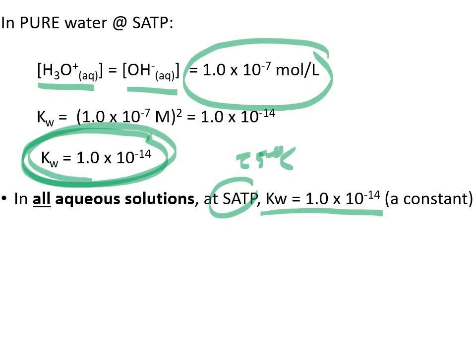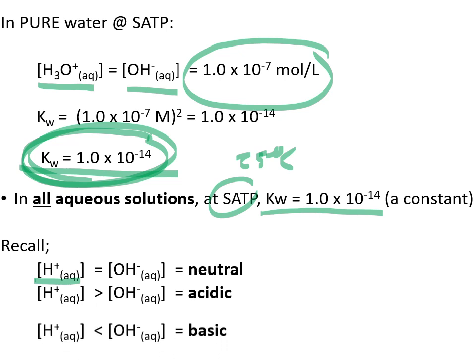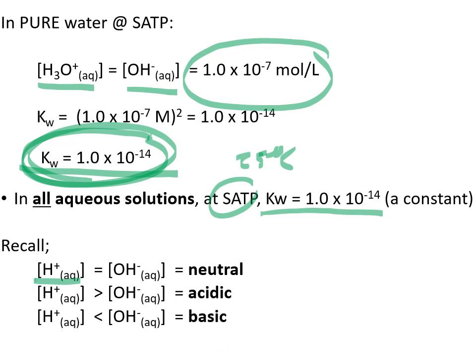Another way of thinking about that is, if we know that this Kw value is constant, then we can start figuring out what the concentrations of hydrogen ions or hydroxide ions are. Again, this really should be hydronium, but to save some time, just say hydrogen. If the hydrogen ions and the hydroxide ions are equal to each other in concentration, then the solution is neutral. If there are more hydrogen ions than hydroxide, it's acidic. And if there's more hydroxide than hydrogen, it's basic.